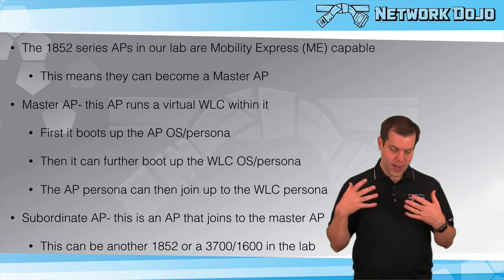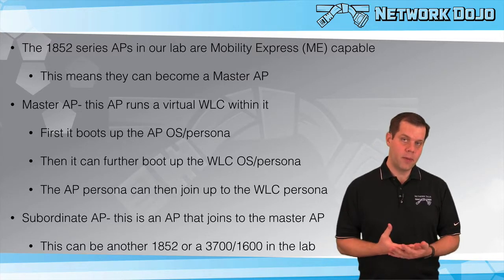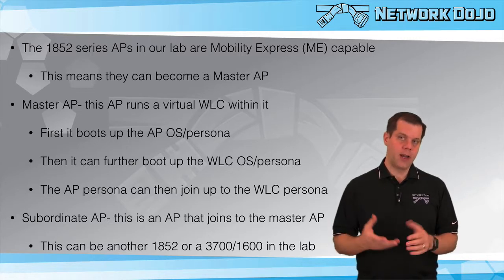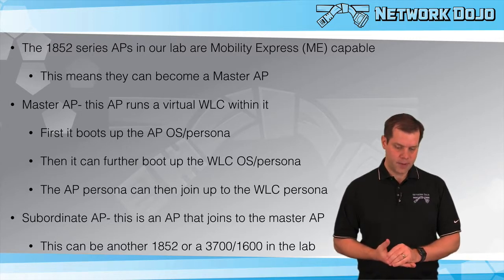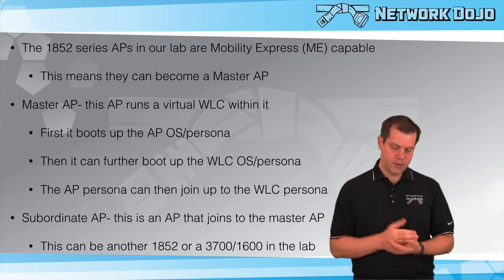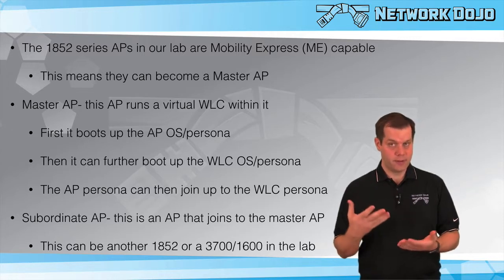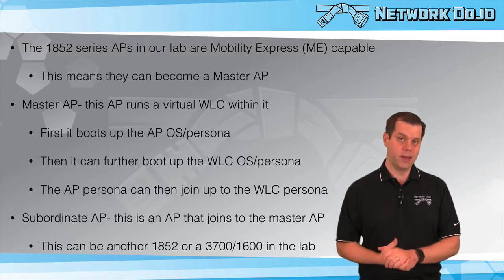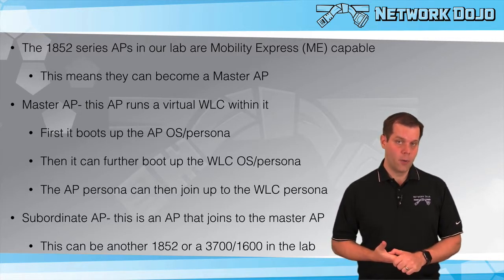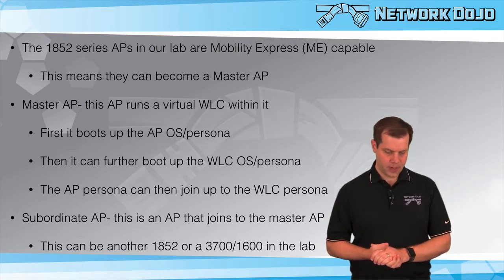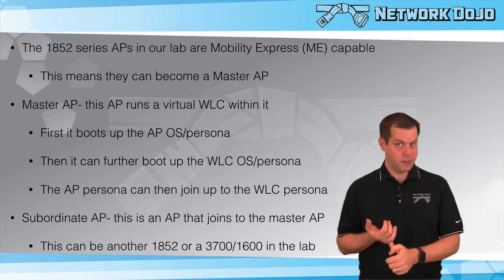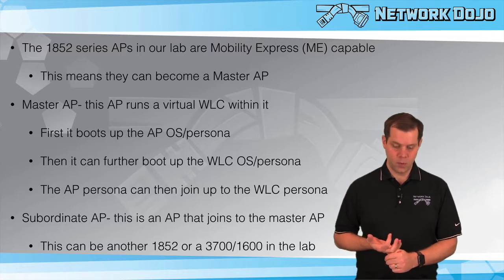And then we have essentially two personas living in one box. We have an AP that can do all the normal AP functions, and we also have a wireless LAN controller that happens to use the AP hardware to do its job. The AP persona is going to join up to the controller running within itself, and then other APs can join up to the wireless LAN persona running in that Mobility Express capable AP. So we have this master AP. It's an AP, but it's also a controller.